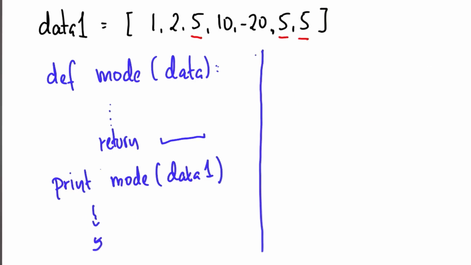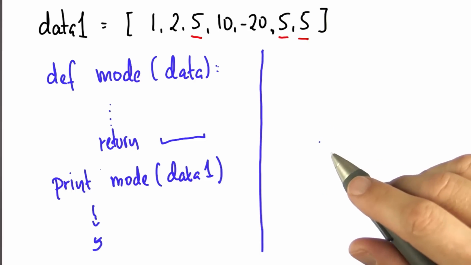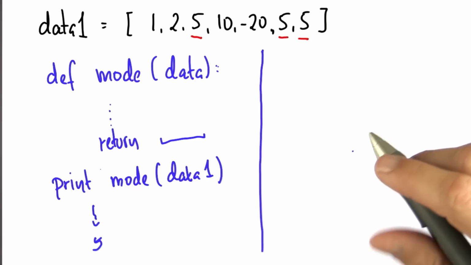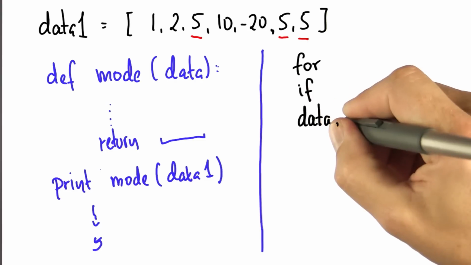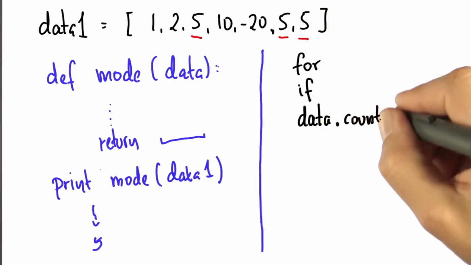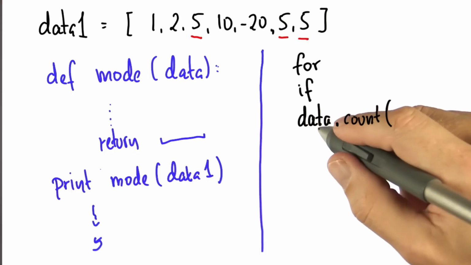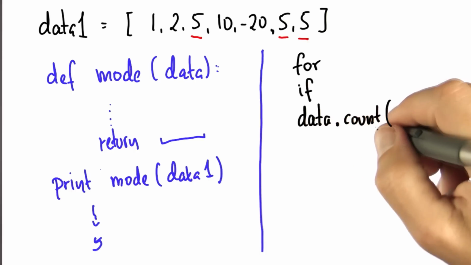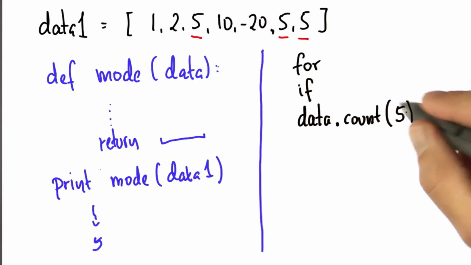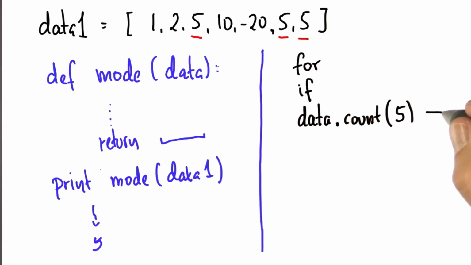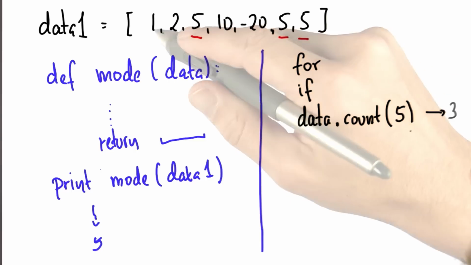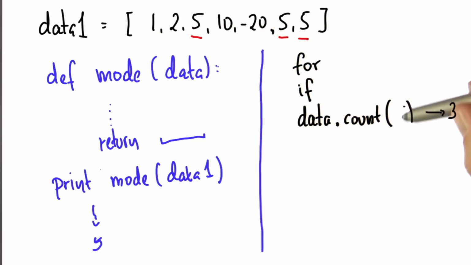Now some hints. There's many different ways to implement it using complex data structures such as sets. But at the minimum, for a simple solution, you should know what a for loop is, what an if statement is, and then there's a beautiful function called data.count, and you give it an argument, like in this case, the number 5, and it returns to you how often this specific number occurs in the data over here. 3 times for number 5.